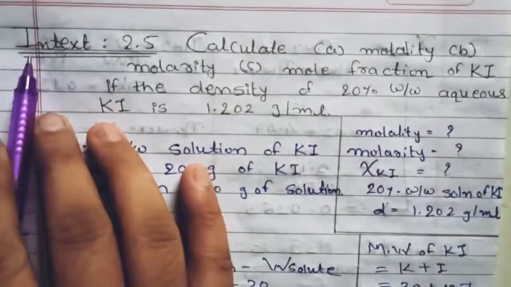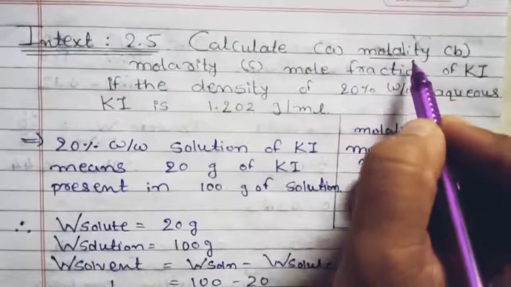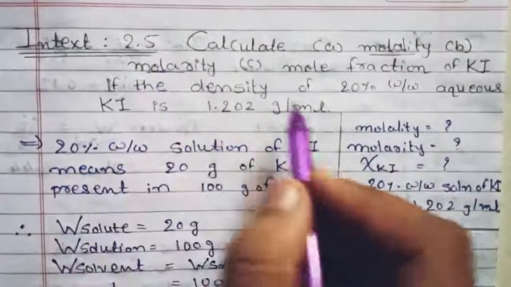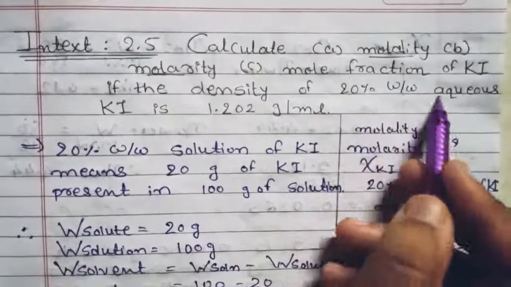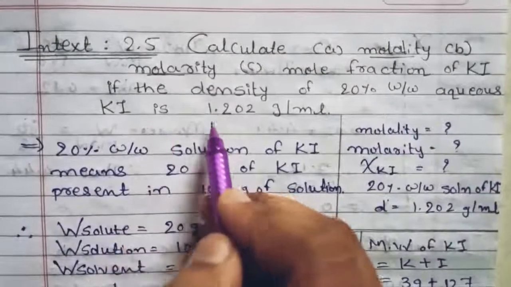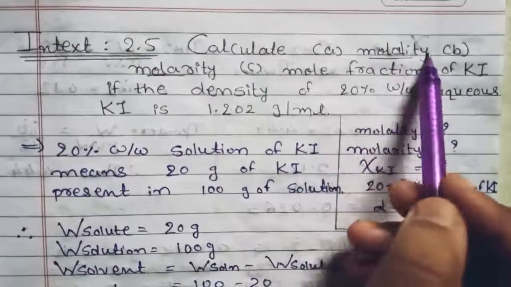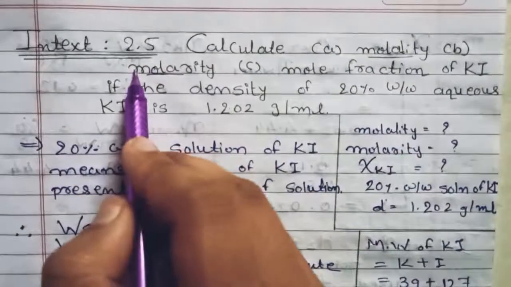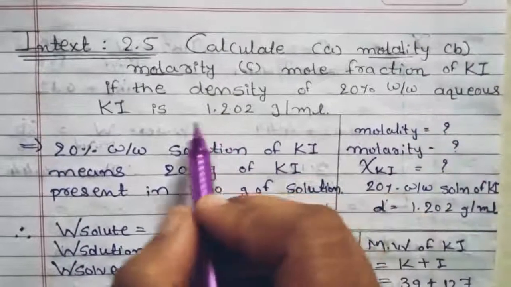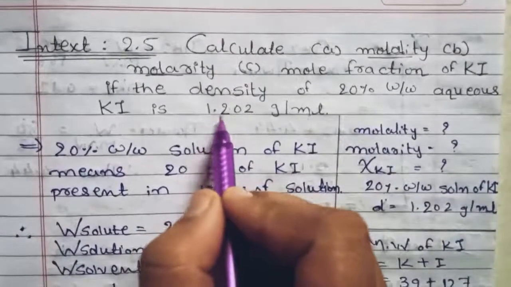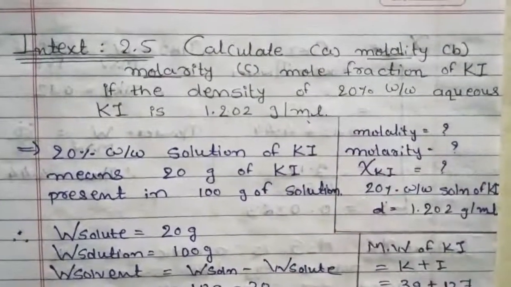now the next in-text question 2.5 is: calculate first molality, second molarity, and third the mole fraction of KI if the density of 20% w/w aqueous KI is 1.202 gram per ml. Here we have to find out three things: molality, molarity, and mole fraction of the KI. The given data is a density of 1.202 gram per ml and a 20% weight by weight solution of that KI.